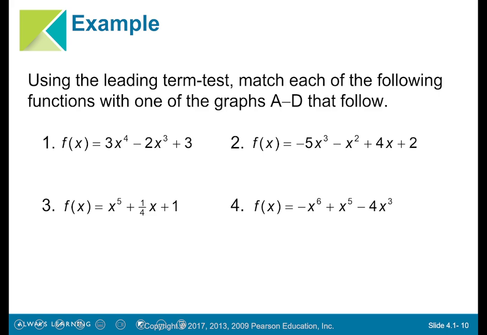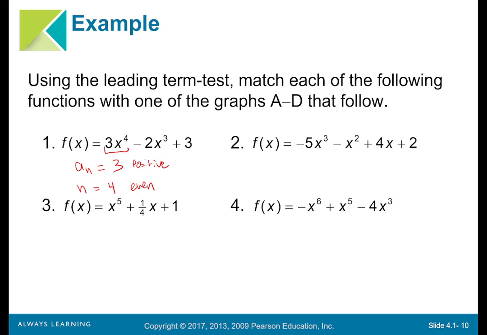Here's some examples. We're going to talk about what the leading term is in each of these and then match them to the graphs on the next page. So here, for the first example, my leading term is 3x to the fourth. That means a sub n is 3, and my n is 4. So a sub n is always the number in front, n is always the number in the exponent. Well, a sub n being 3 is positive, and n equal 4 is even. We're going to take each of these notes on these, and then we'll see what happens in the next page.